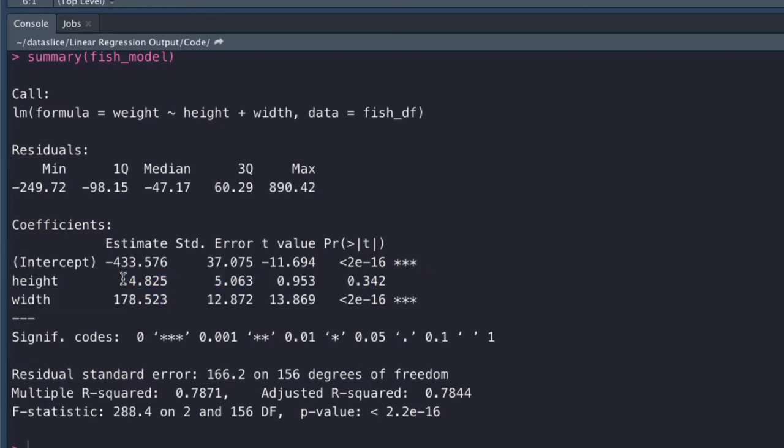Ideally, you want these numbers to make sense. Like for instance, I think that as the height and width increase, the weight should also increase, so these numbers should be positive. And luckily they are. But sometimes if you're doing a multiple linear regression and there's multicollinearity, or in other words, the X variables are not independent, then the estimates might be drastically different from what you expected, and the interpretation might not make much sense.